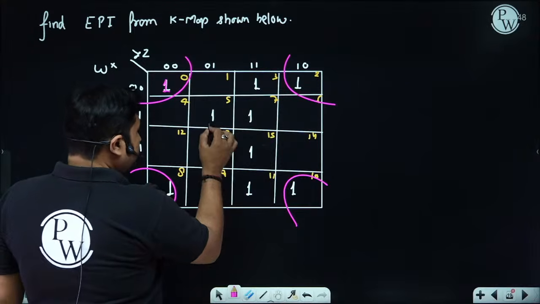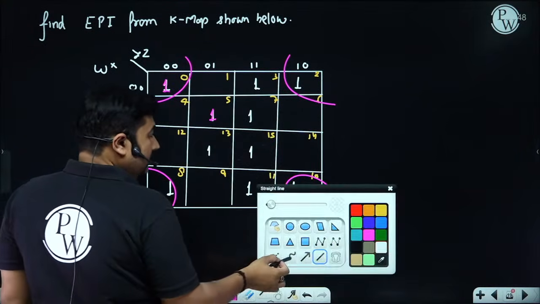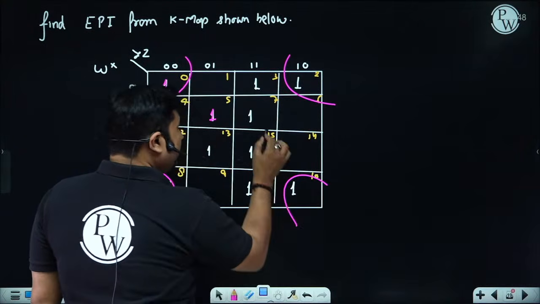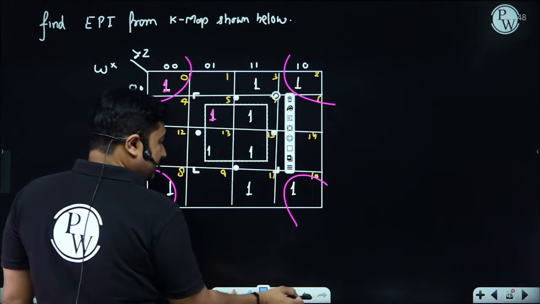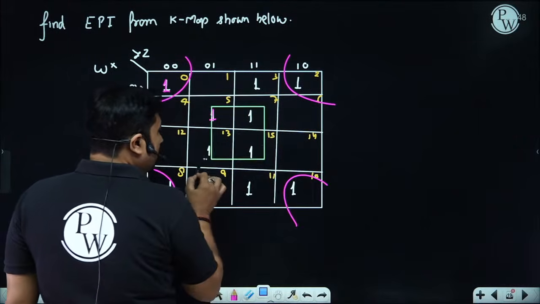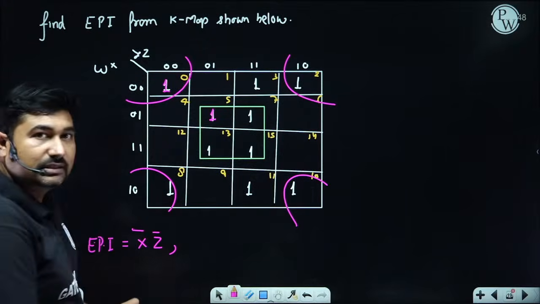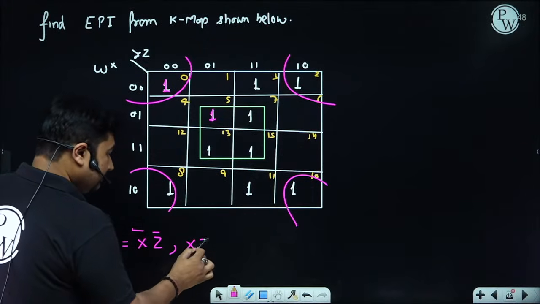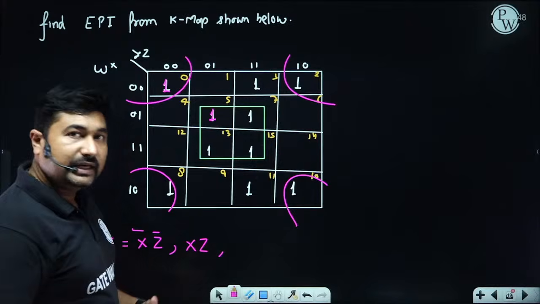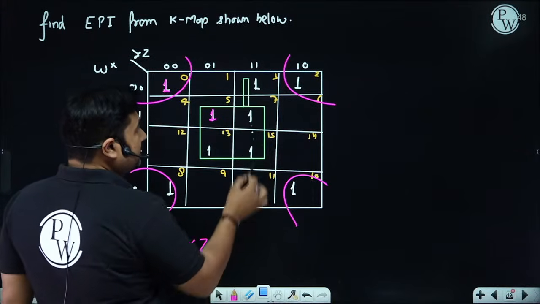And if you observe this logic level 1 at 5, the minterm at 5 can be minimized in only one way, by having this quad. Yes sir, so this is also your EPI. Any other EPI? Sir, can't we say this to be the EPI?